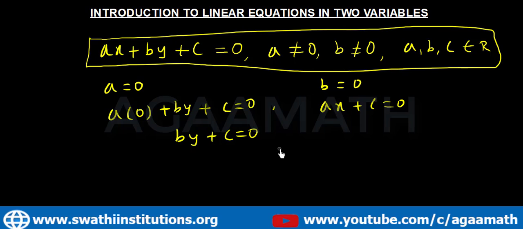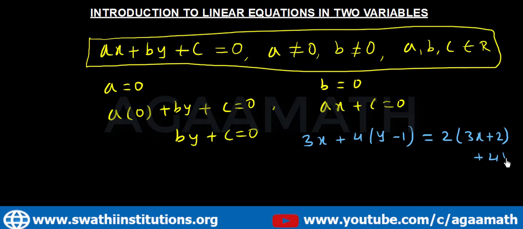Okay, so whenever they give, for example, 3x plus 4 of y minus 1 equals 2 times of 3x plus 2 plus 4y. Now, is this a linear equation in two variables or not? Does it satisfy? Is this a linear equation in two variables?